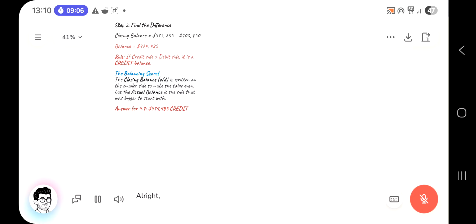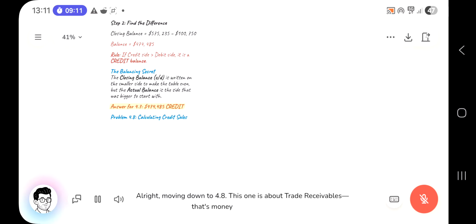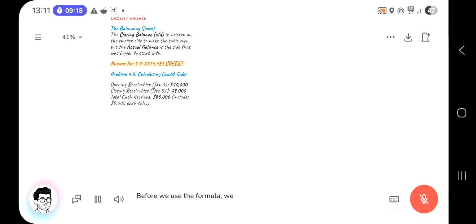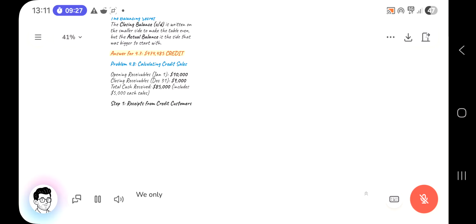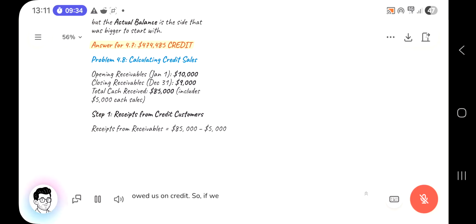All right, moving down to 4.8. This one is about trade receivables. That's money customers owe us. Before we use the formula, we need to fix one number. The $85,000 includes $5,000 from cash sales. We only care about the money that actually came from people who owed us on credit. So if we take out those cash sales, how much cash did we actually get from our credit customers?